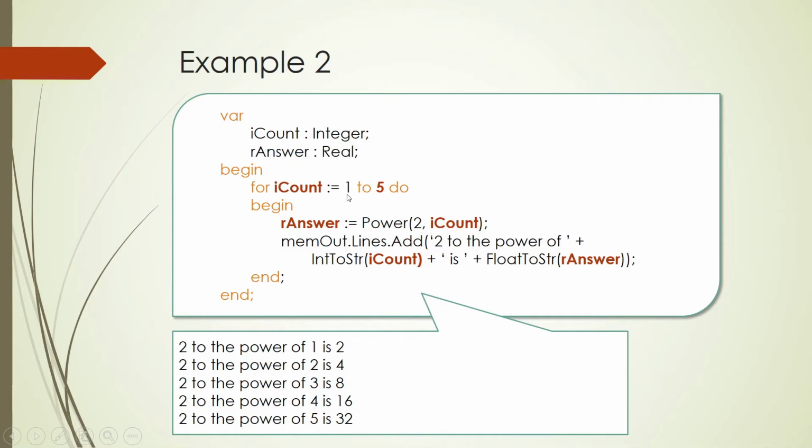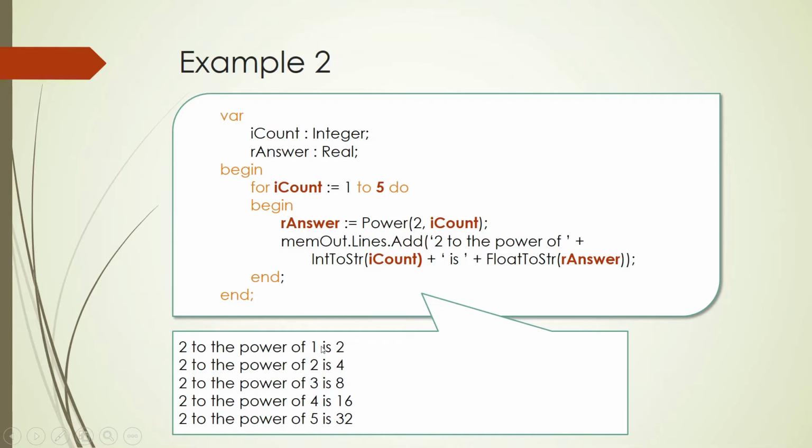So when I is 1, my power is going to be 2 to the power 1. When I is 2, it's going to be 2 to the power 2. When I is 3, 2 to the power 3. Okay, so that's what's happening. Each time it's the value of iCount. Your sample output would read, each time when I is 1, it's going to display 2 to the power of iCount, which is 1, and it'll give you an answer of 2.